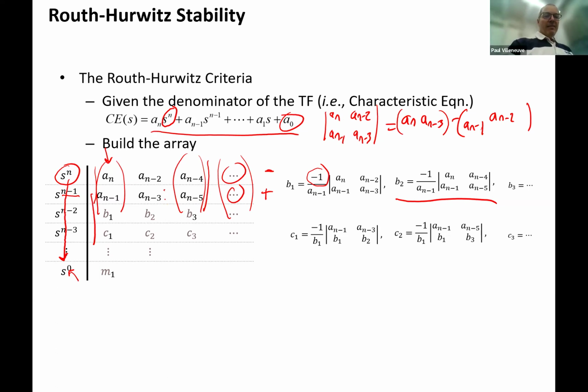So to calculate my C1, whoops, I went a little too far. I'm going to move down a single row and do the same calculation over again. Okay.